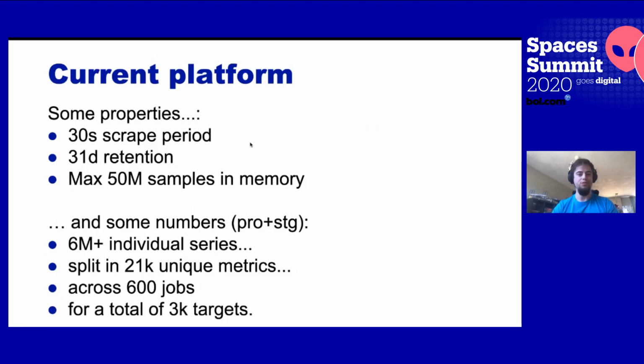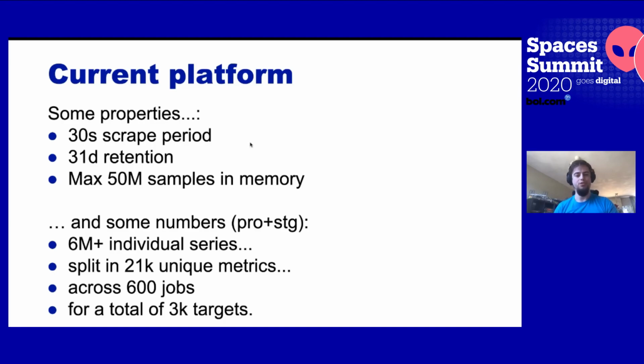So this current platform has some properties that I'd like to talk about. Basically, that we scrape all the targets every 30 seconds. We keep all the metrics for about 31 days. And we allow you to query about 50 million samples so that you don't just explode the amount of memory the platform Prometheus is using.